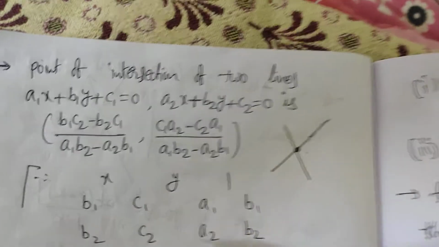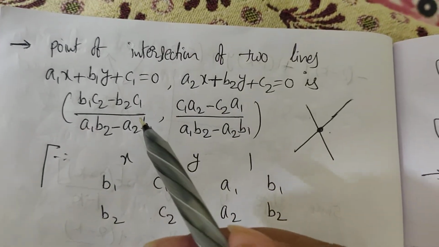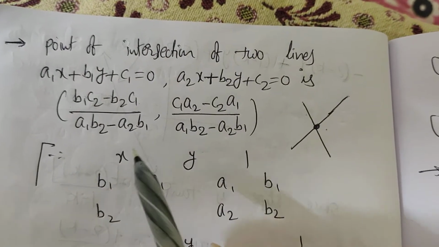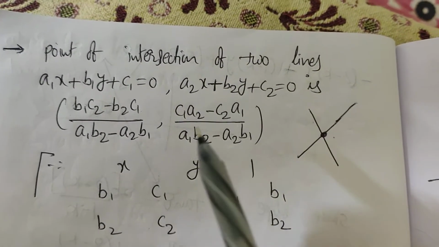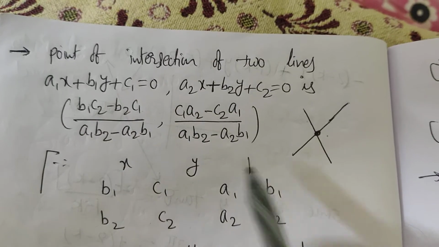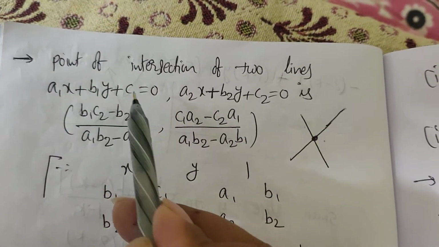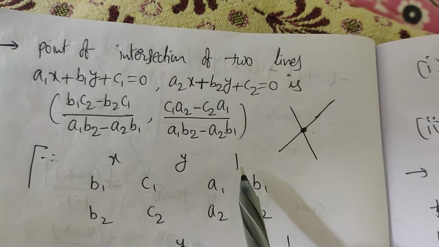Okay, so actually how do you get this? See here. I already explained the cross multiplication method. If you use the cross multiplication method, you get this formula. So go for x, y, 1. I already explained how to write this one. Under x, y, constant place, you have to write 1.